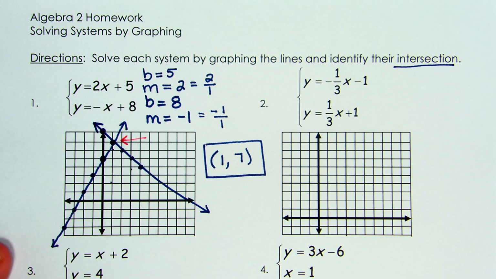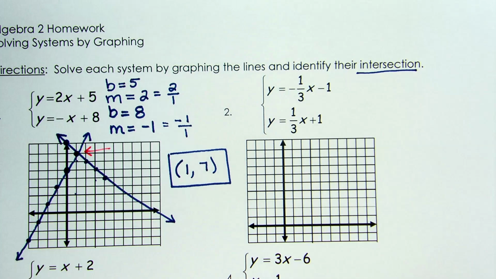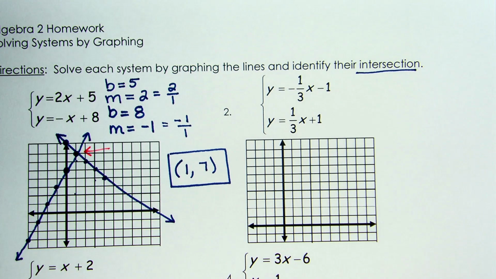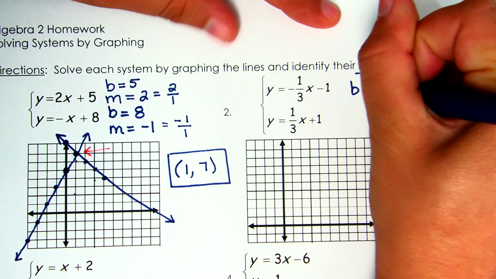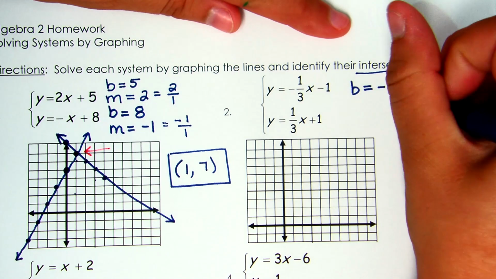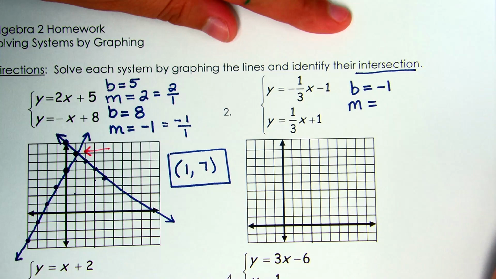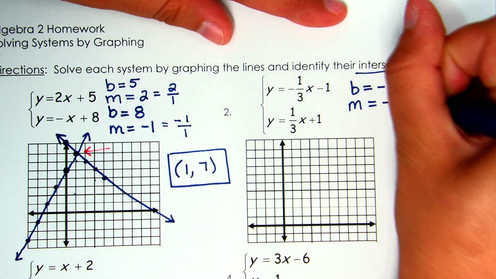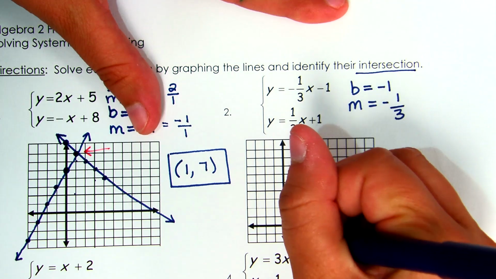Now we're going to go on to number 2. Number 2 is also already in y equals mx plus b format. Very nice of them to do that for us. And all I have to do is identify my slope and my y-intercept. So I begin with b. b in this equation is -1, the number without the x, and my slope, m, is the number in front of the x, -1/3. So I begin with b, plot a point at -1.